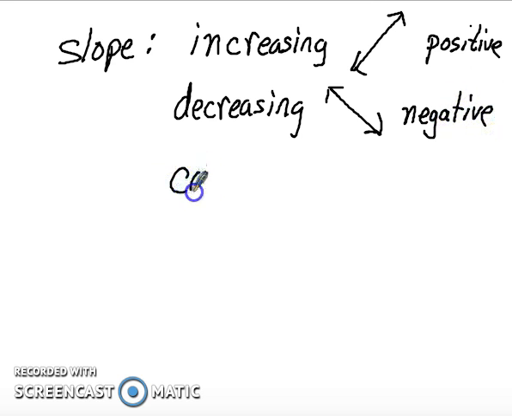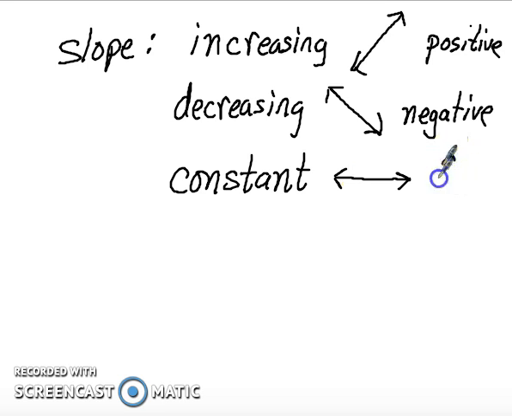The other one is a constant slope. This is a horizontal line, and a constant slope has a slope of 0. I know several of you freak out over fractions and things like that, but we'll look at how to tell whether it's constant or not in one more second. So that's 1, 2, 3, and the last one is an undefined slope.